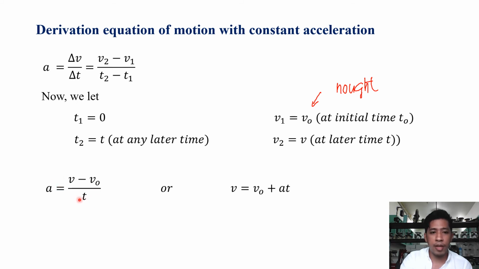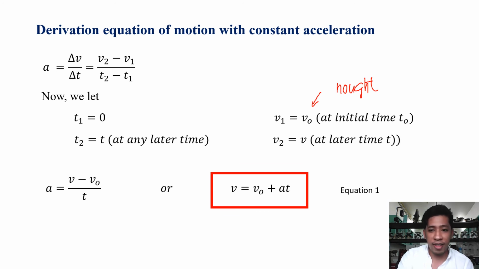or you can play with this equation by multiplying t on both sides and moving some terms. You have your v is equal to v0 plus at. And we'll refer to this one as your equation 1. And as you can see, we've boxed this one because this is the first equation of motion for constant acceleration. So we need to find 3 more.